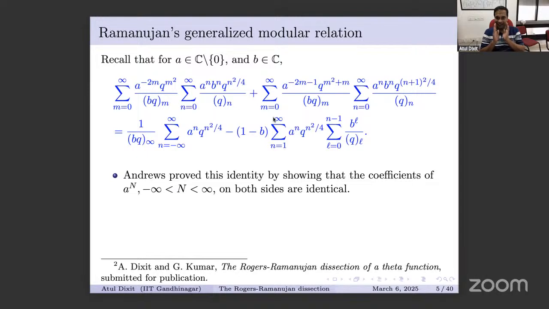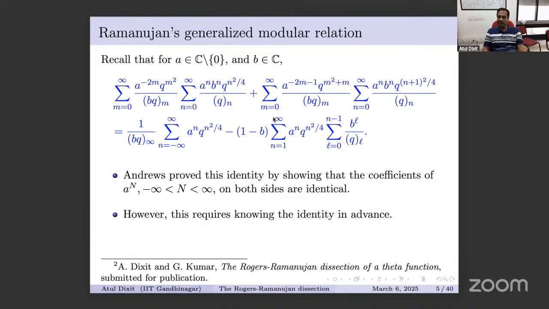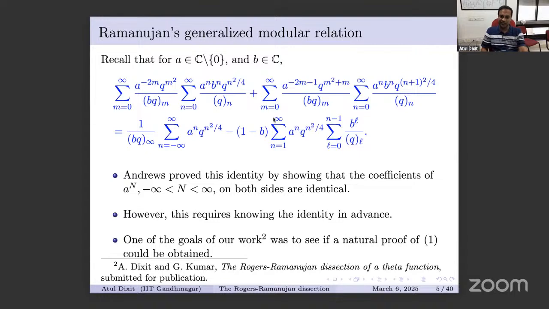He observed the left-hand side and the right-hand side as a Laurent series in A, and then he showed that the coefficients of A to the power N are the same on both sides, but that requires knowing the identity in advance. So one of the goals of this work is to show that a natural proof can be obtained, and in the course of it, we also generalize this identity.